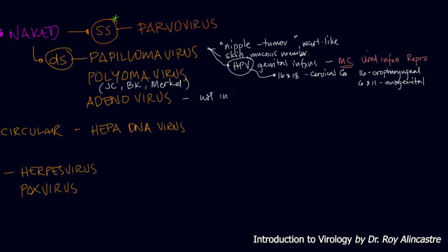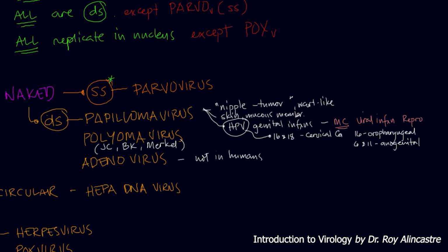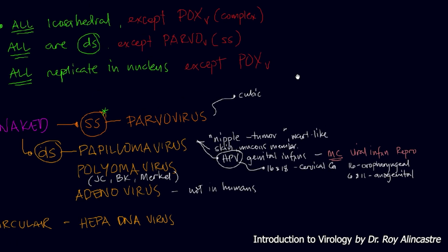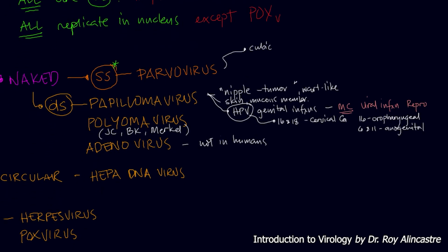And then we also have the adenoviridae or adenoviruses. They have no association with cancer in humans so far. We mentioned that the parvoviridae are the only single-stranded DNA viruses. They have cubic symmetry, and replication occurs only in actively dividing cells. Example, the human parvovirus B19, which causes erythema infectiosum or the fifth disease.